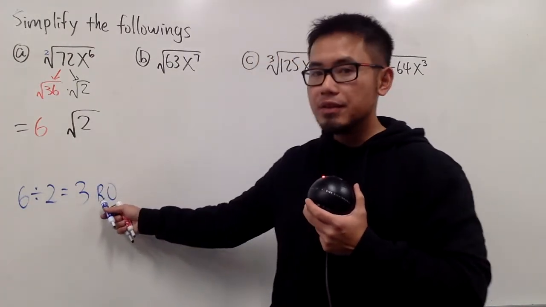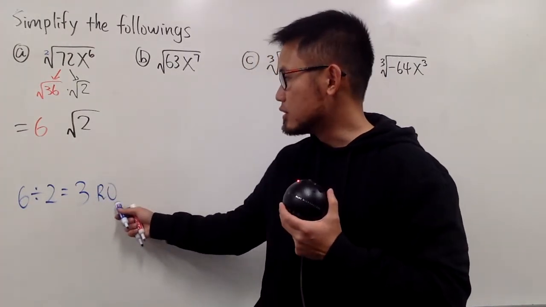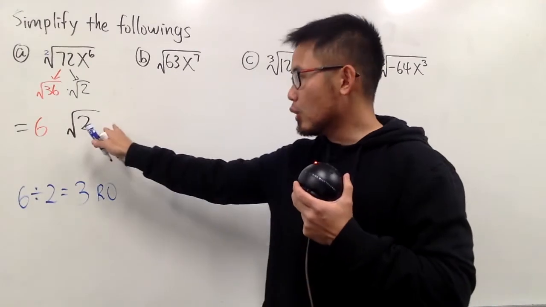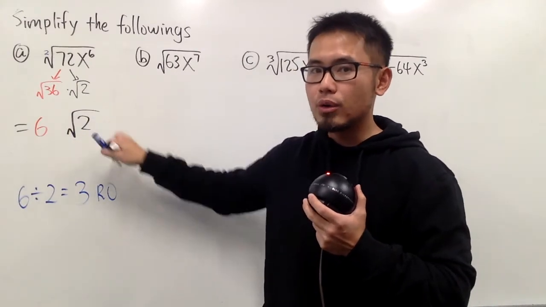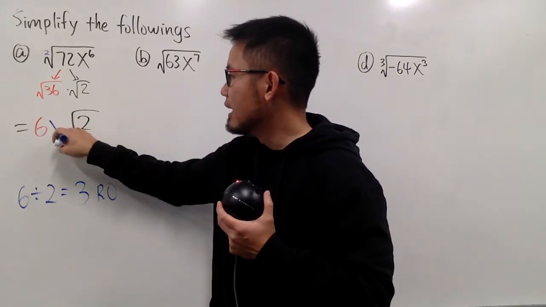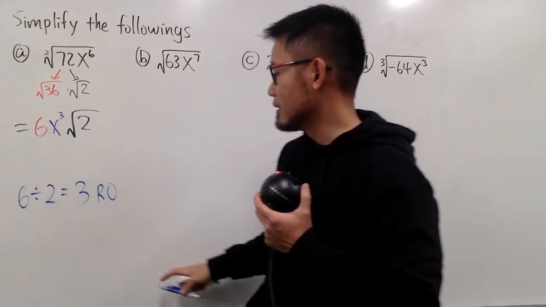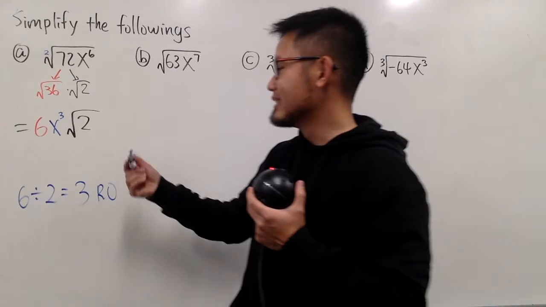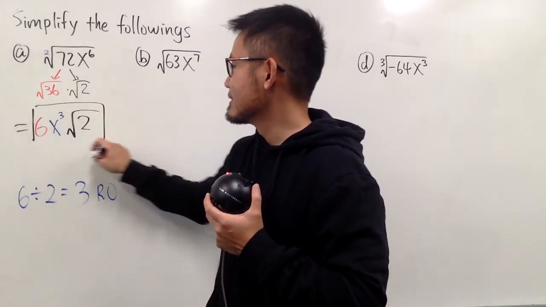When the remainder is 0, that means we have no x left inside of the radical. And the 3 tells us we will have x to the 3rd power on the outside. So that's it. This is the first one.